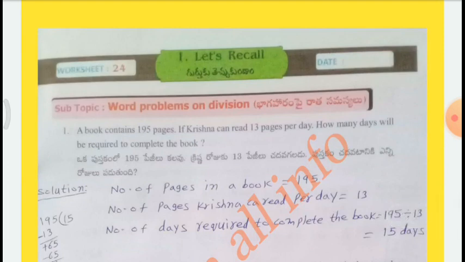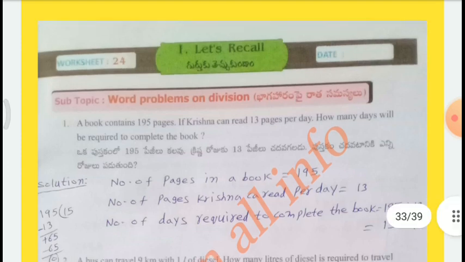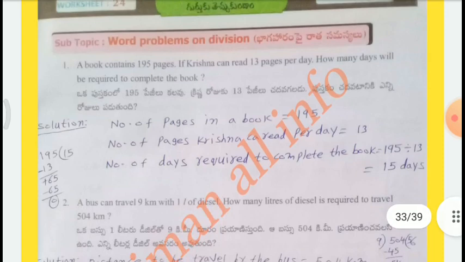Worksheet 24. A book contains 195 pages. If Krishna can read 13 pages per day, how many days will be required to complete the book? Solution: number of pages in a book, 195. Number of pages Krishna reads per day, 13. Number of days required to complete the book, 195 divided by 13. By division we get 15 days.